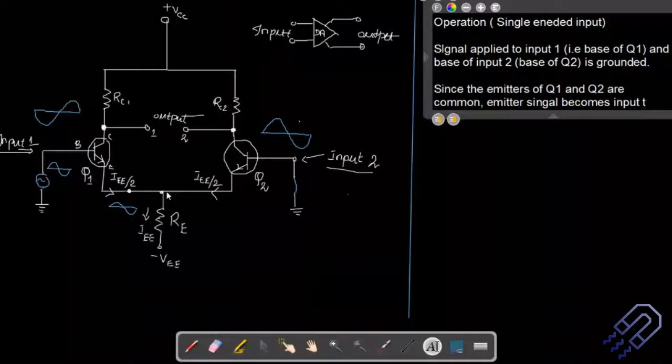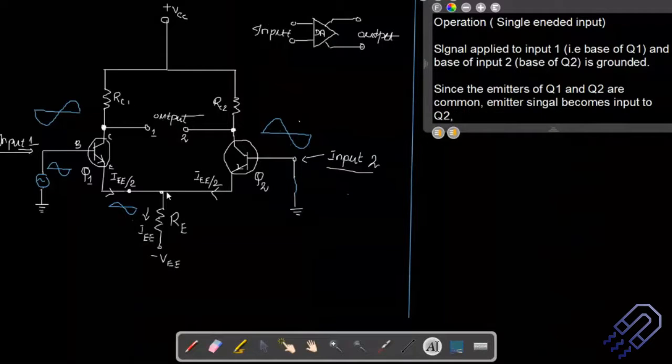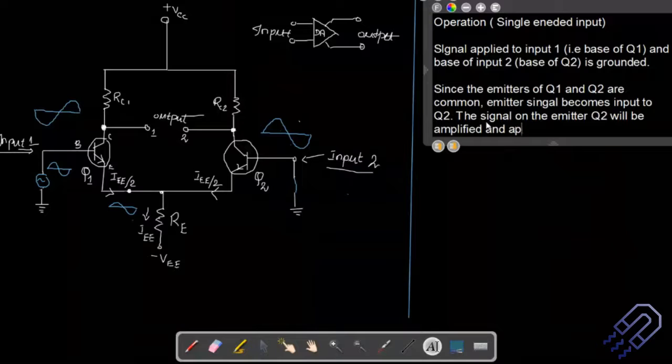Okay, so what we can say is that the emitter signal becomes input to Q2, right? Since they are common, whatever signal you get from this end will actually be an input to this Q2. So this will basically act like a common emitter configuration. The signal on the emitter of Q2 will be amplified, and it appears on the output of Q2. This output of Q2 is nothing but the collector of Q2.